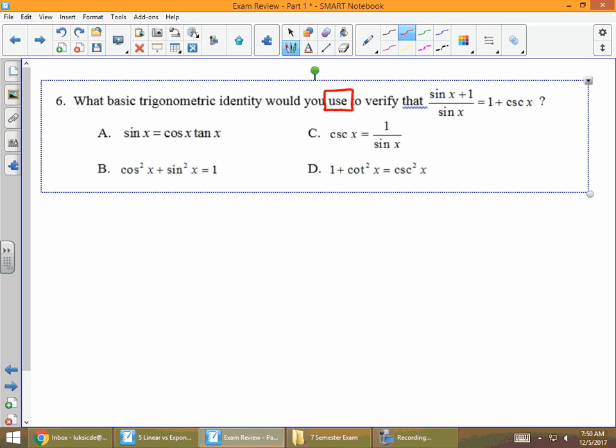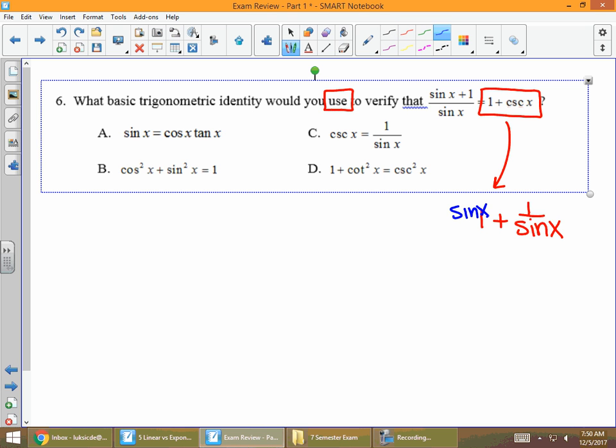I think the simpler side of our equation, or simpler side of our proof, is 1 plus cosecant, and I know I can change cosecant into sine. So that's what I would start working with here. I would say 1 plus 1 over sine of x. And I think to figure out which basic identity you would use, just starting the proof is a good way to figure that out.